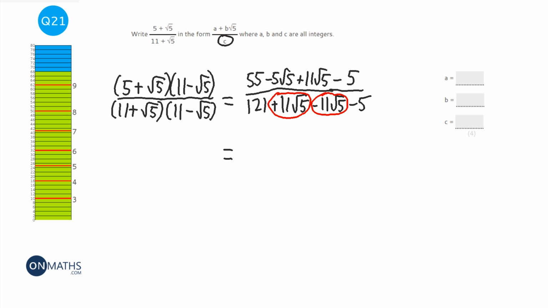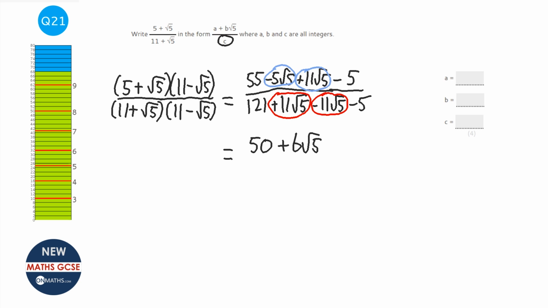So let's simplify the top. 55 take away 5 is 50. And minus 5 root 5 plus 11 root 5, well, if you think about it, you've got 11 of something and you're taking away 5 of it. Well, you're left with 6 of it. So it's plus 6 root 5. Now let's go through the bottom. The two middle ones have cancelled each other out, so it's 121 take away 5, which is going to be 116.